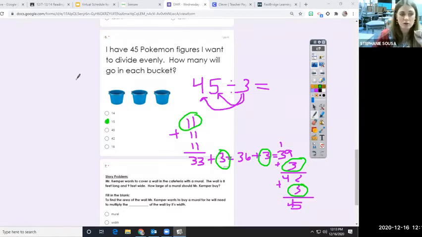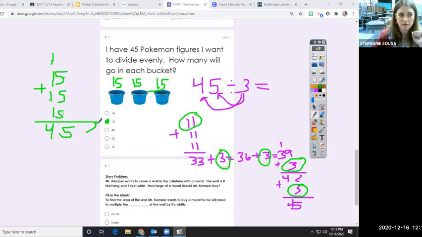I can also know that it would be 15 because I could add 15 3 times because I have 3 buckets. 15 here, 15 here, 15 here. 5, 10, 15, 10, 20, 30, 40, 45. Either way you go, you get the same answer. 15 Pokemon cards or figures. Yes, Steve Rogers.